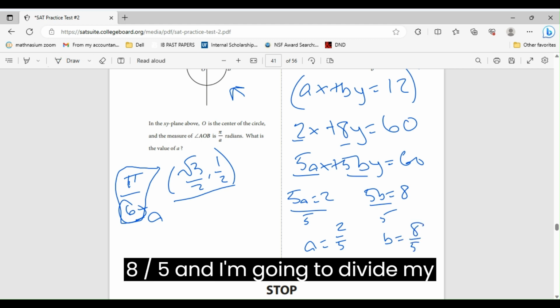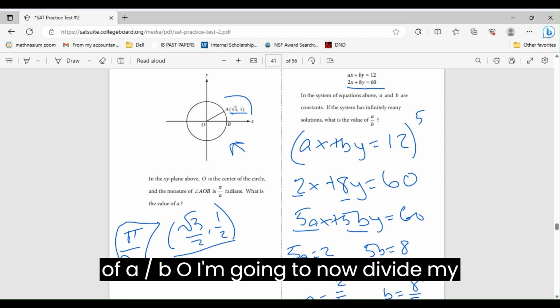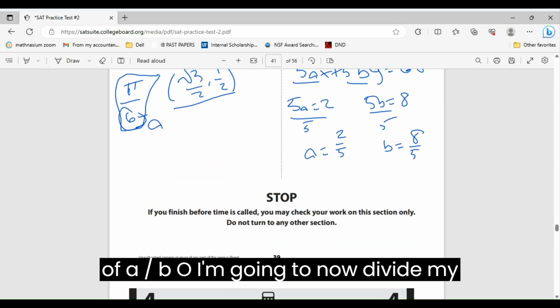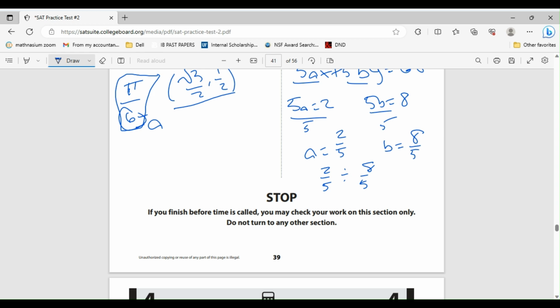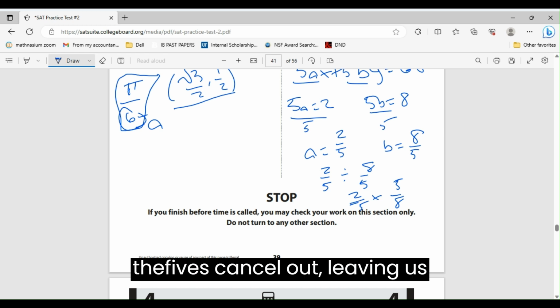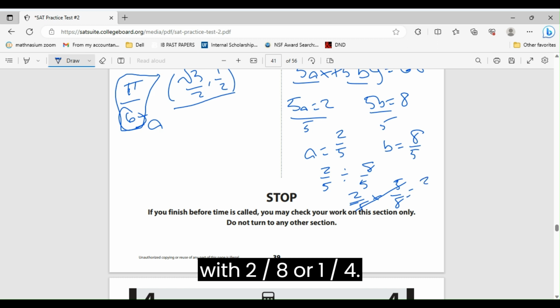And I'm going to divide my two fractions because we want the value of A over B. So 2/5 divided by 8 over 5. We're going to switch, flip to divide our fractions. 2/5 times 5 over 8. The 5's cancel out, leaving us with 2 over 8 or 1 over 4.